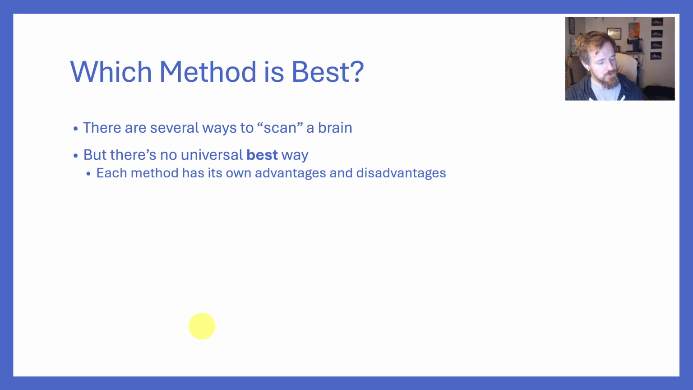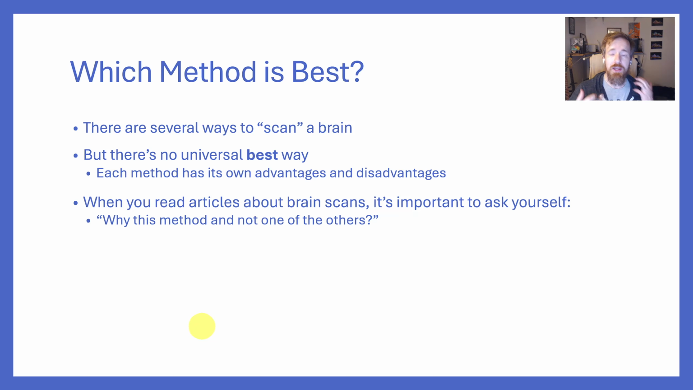So when we talk about neuroscience methods, there's not really one best way to scan or measure a brain. It really depends on what kind of research question you're asking and what kind of cognitive process you are asking about. If you come across articles about this stuff, I think it's really helpful to ask yourself, why did the researchers use this method and not one of the other ones? Because sometimes that matters. Sometimes it's like, these findings are a little inconclusive now that I know they used this method, because it's not really good for this kind of research.